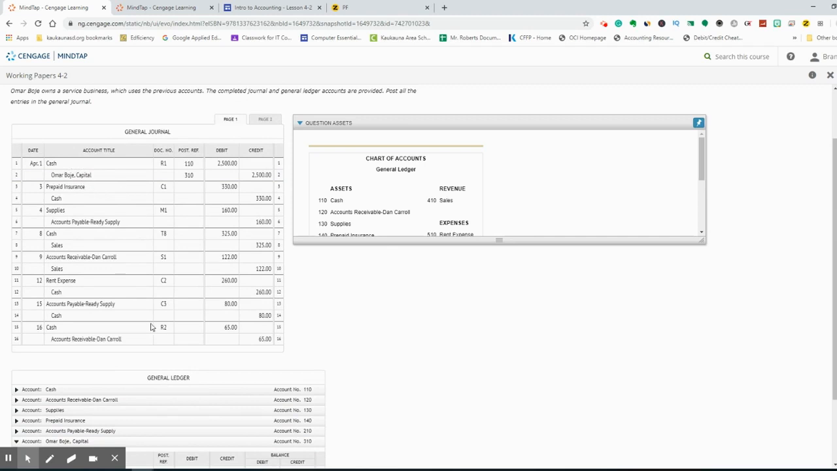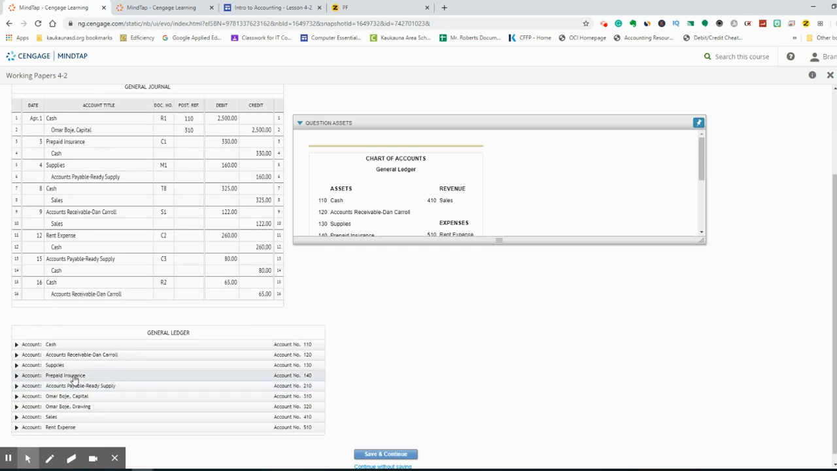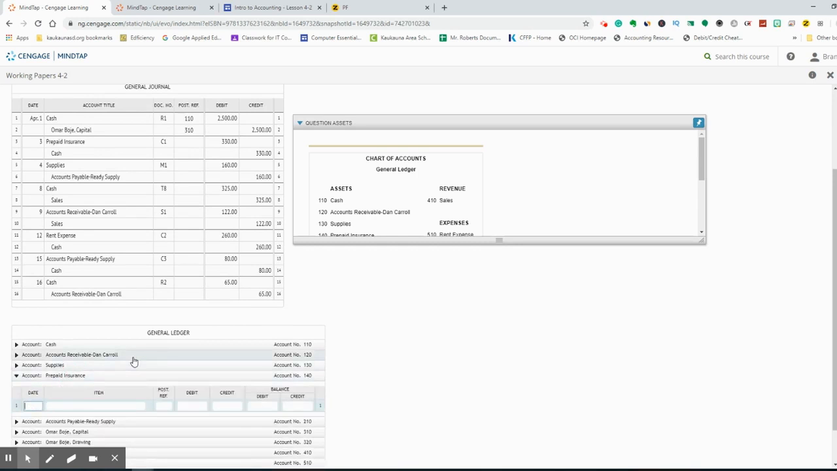Next, let's go down to prepaid insurance. So let's find prepaid insurance. It's right here. Put in the date, April 3rd. Post reference is journal 1. Is it a debit or credit? It looks like it's a debit for $330. And now our balance will also be a debit of 330 because, right, this starts at 0. Okay, so it's a debit of 330. And this is account number 140. The last step that we have is writing this in our post reference. Okay, so account number 140 will go up here.